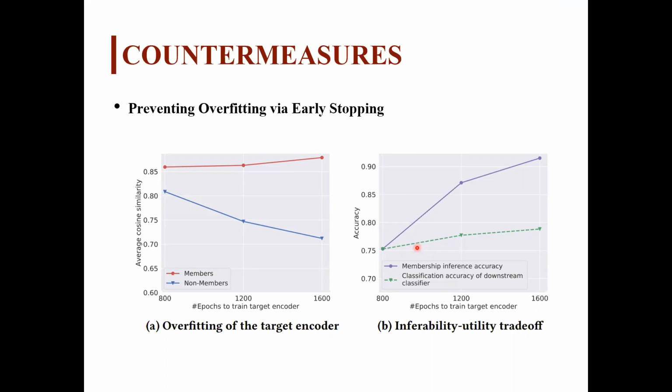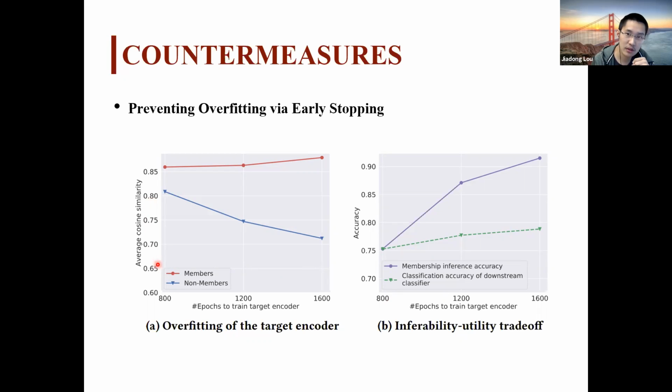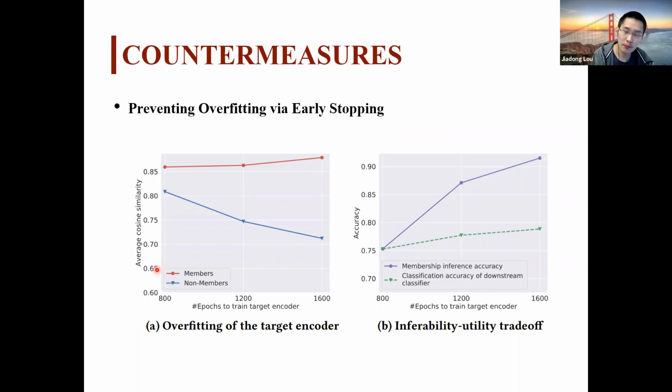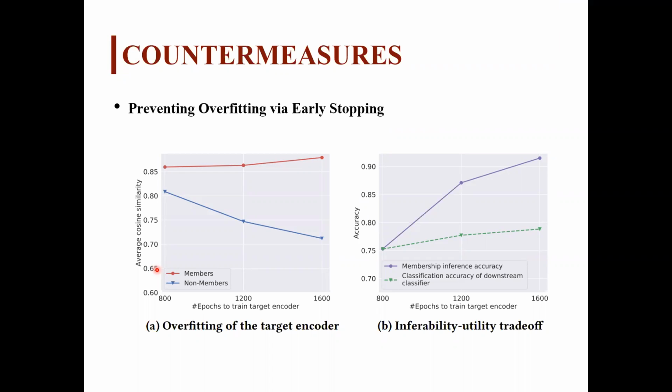For figure A, the y-axis, the average cosine similarity, it is the similarity between what? Between the augmented inputs of the same original input. So between the original images and the augmented images? No, between different augmented images. Okay.